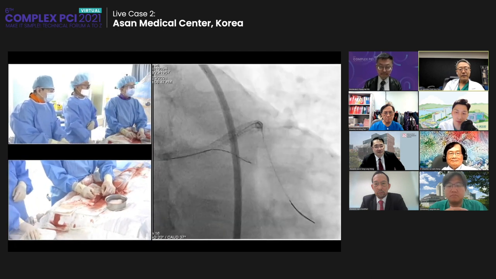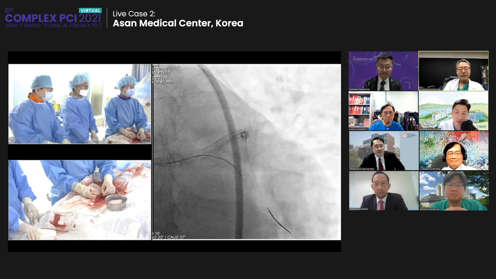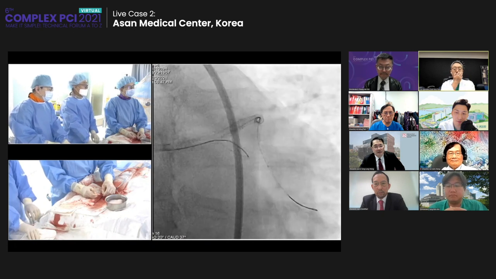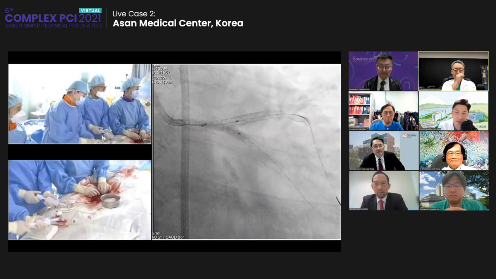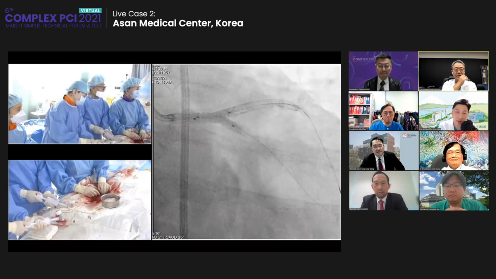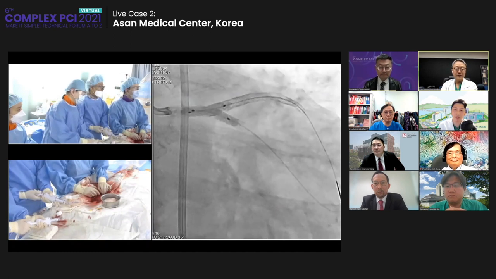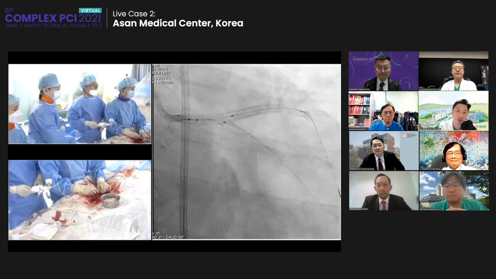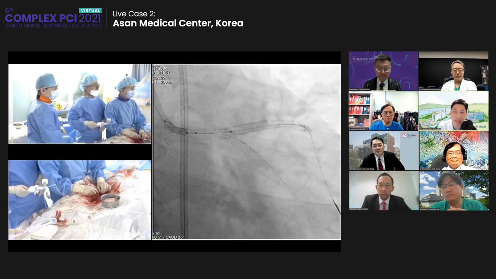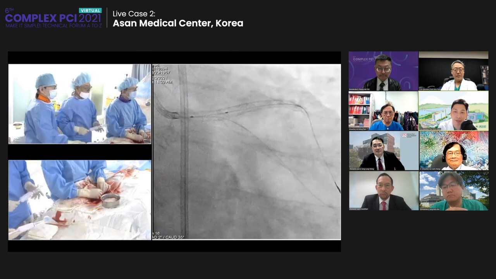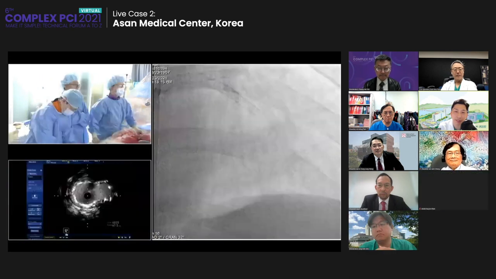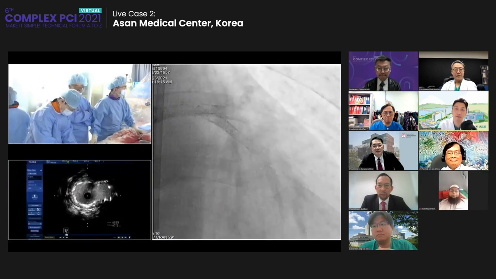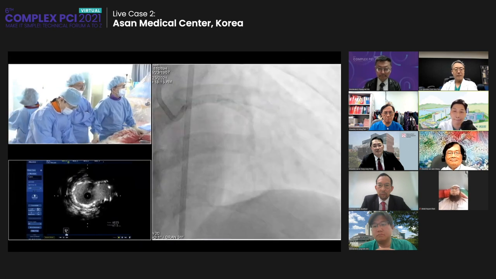The ostium of the circumflex before. This is kissing balloon dilation. This is 3.5 at the circumflex and 4.0 at the left main to LAD. LAD high pressure. Yeah, it's very high pressure. Top. And the kissing. Since it's 4.0, think about the larger sizes at the moment.